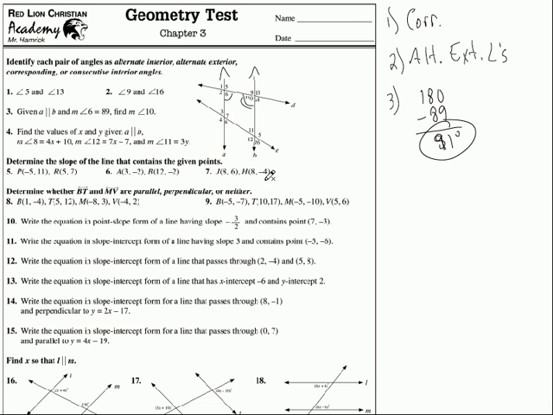Let's see what else we got. Number 4 says find the values of x and y, a and b. All right, so let's see what they tell you. Let's get rid of these things right here. Guys, let's please pay attention.